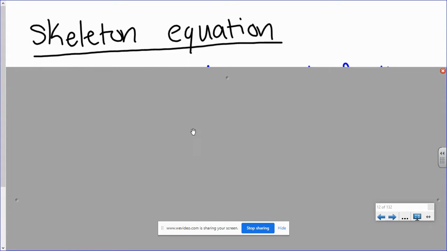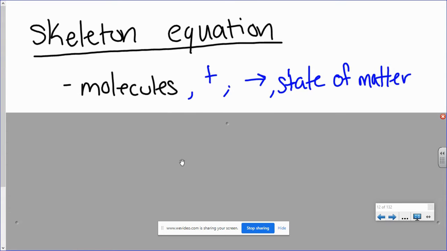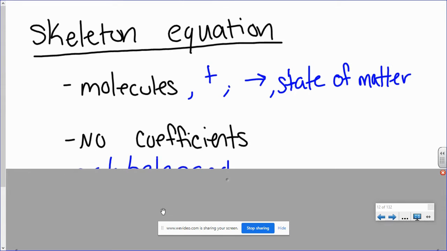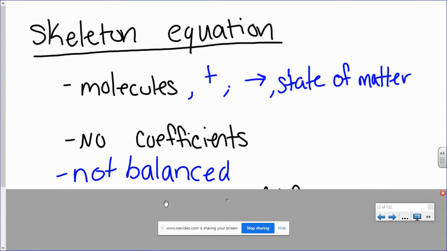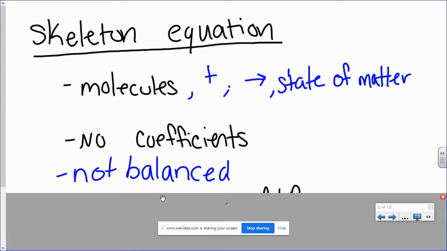So what is a skeleton equation? It includes our molecules, compounds, elements, our plus sign, our yield arrow, and states of matter. That's it. If you notice, it has no coefficients, and it is not balanced. Skeleton equations don't have to be balanced.